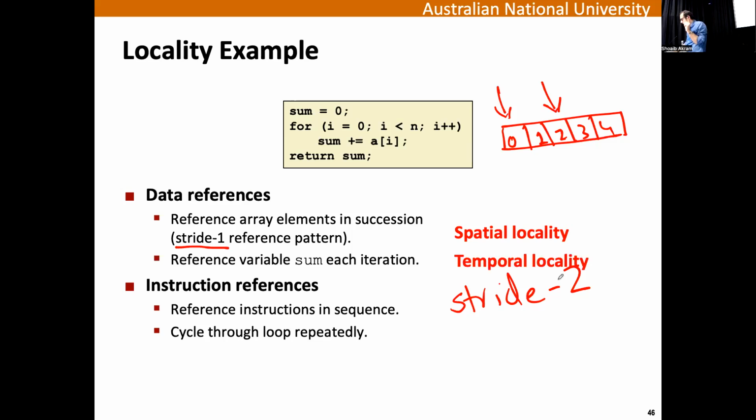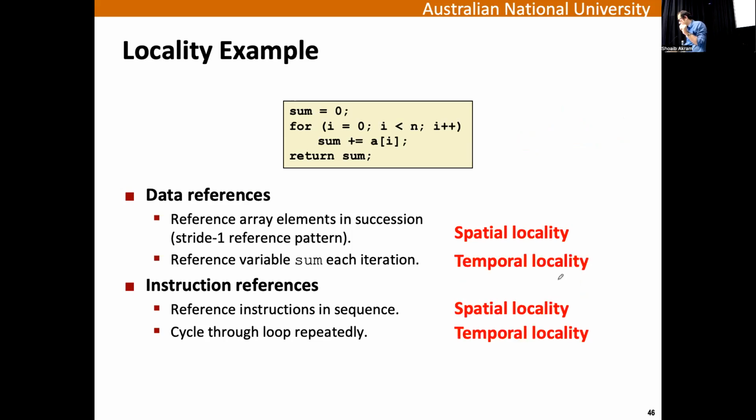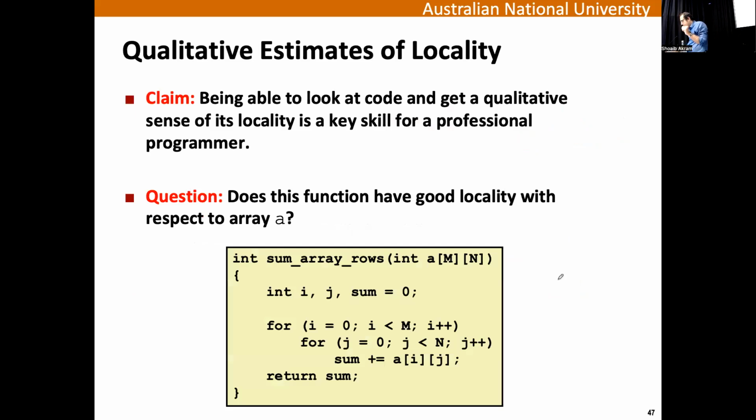Let's try to keep exploring locality. Being able to look at the code and get a qualitative sense of its locality is a key skill for a professional programmer. If your programs have high locality, we can build systems in such a way that that locality leads to very good performance. And we don't have to access slow memory all the time. Okay, let's do this. Does this function have good locality with respect to A?